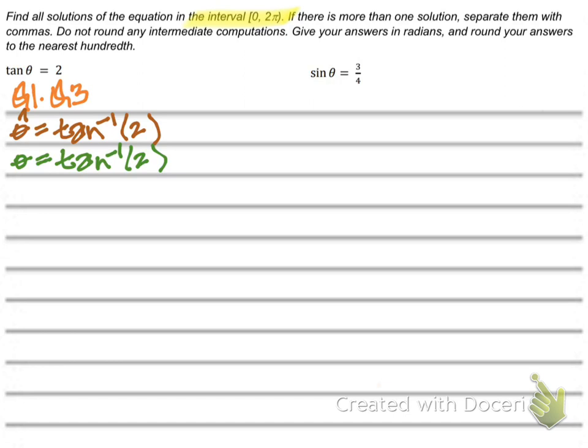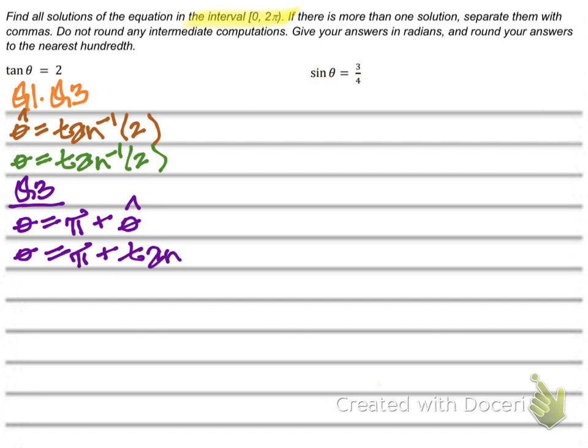To find my quadrant 3 guy, I would use my reference angles, which tell me that theta, since we're in quadrant 3, is pi plus theta hat. And we said that theta hat is the inverse tangent of 2. So these are my two answers.